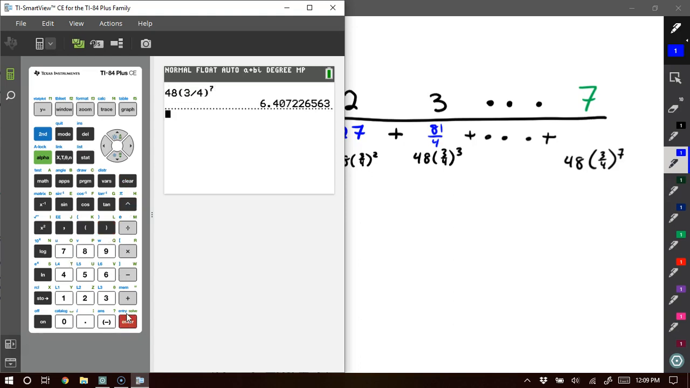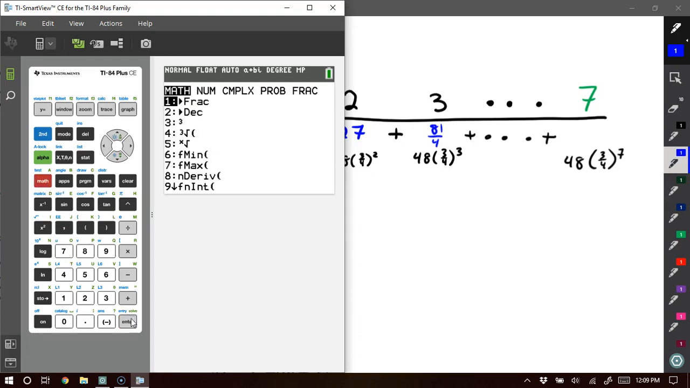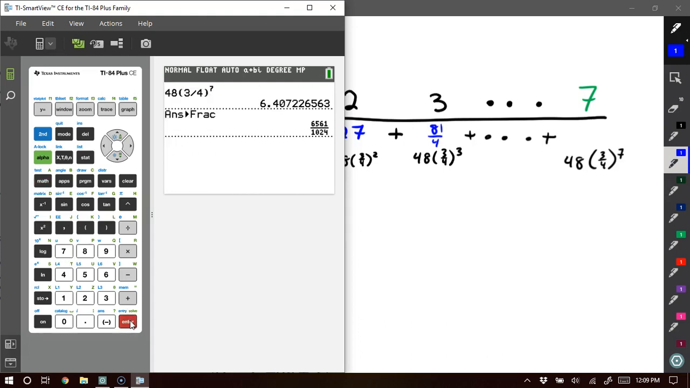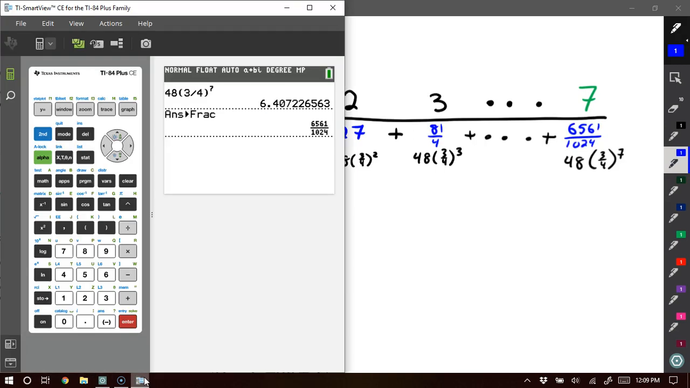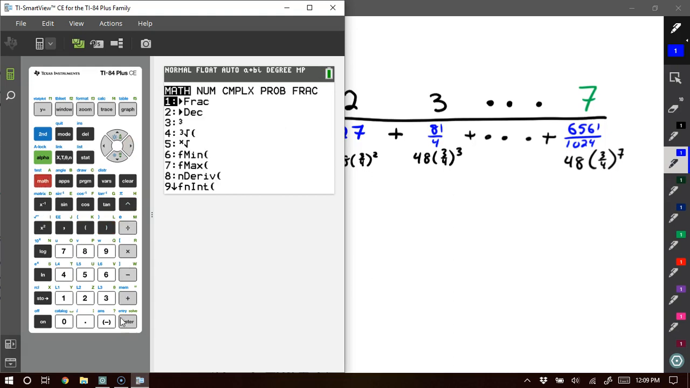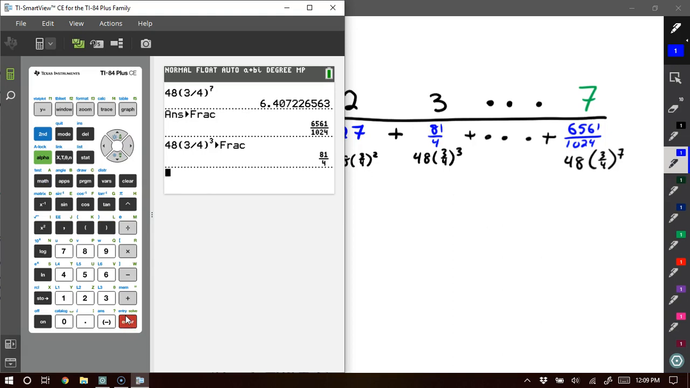Now I'm going to show you this. You don't want the decimal. We need the exact number. So I have to hit math fraction and get 6,561 over 1,024. Now technically, I could have done that as soon as it got difficult. I could have done 48 parentheses 3/4 to the 3rd power, and then hit math fraction, and that would give me my 81/4 as well.